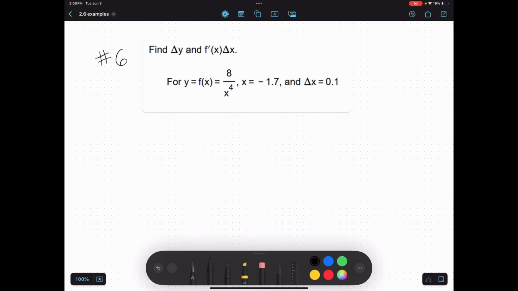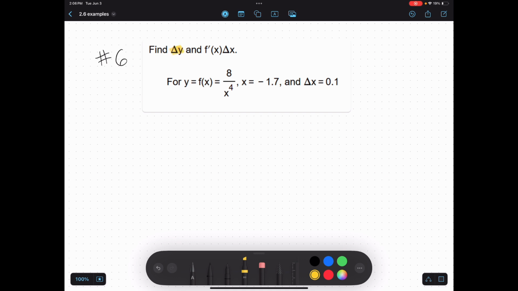Okay, let's look at our first example from this 2.6 homework, going over differentials specifically. And this is number 6. So this one asks us to find delta y and f prime of x times delta x. And I like this one because these are two different values.